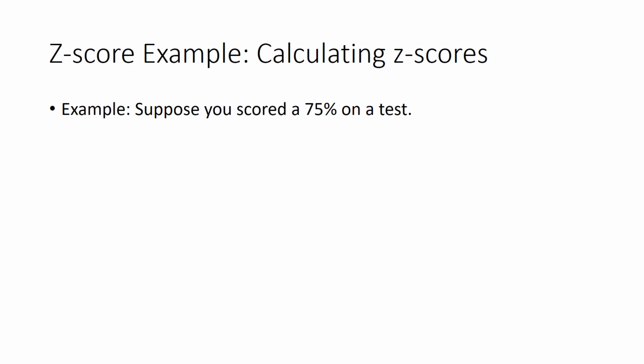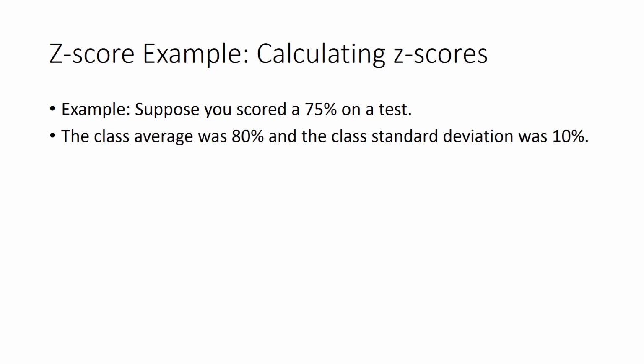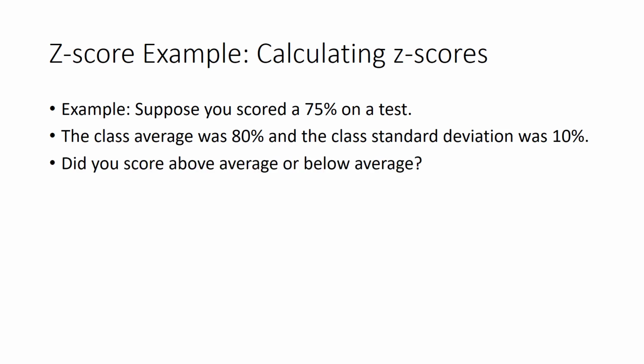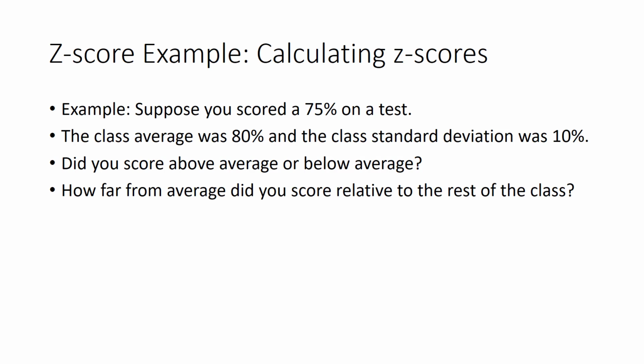Let's do a second example. So this time, suppose you scored a 75% on the test. And again, the class average was 80% and the standard deviation was 10. So again, we ask, did you score above or below average? And how far from average did you score relative to the rest of the class?